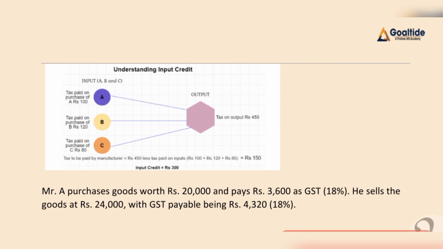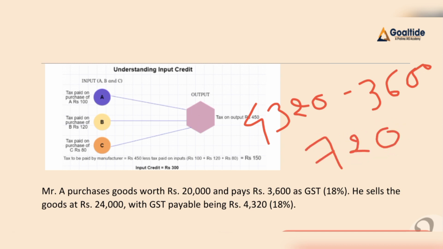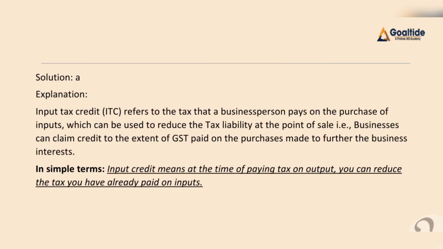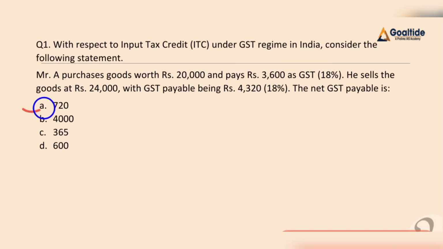So in this question, I had paid the tax on the final product, that is 4,320 rupees, but the tax that I had paid on the purchase of input is 3,600 rupees. So here my net effective tax will become 720 rupees, because I had already paid 3,600 rupees on the purchase of my intermediary or raw material. So now I will have to pay only 720 rupees, and the rest of the money that I had paid will be refunded in my account. So this is input tax credit. So my final answer for this question will be A, that is 720 rupees.